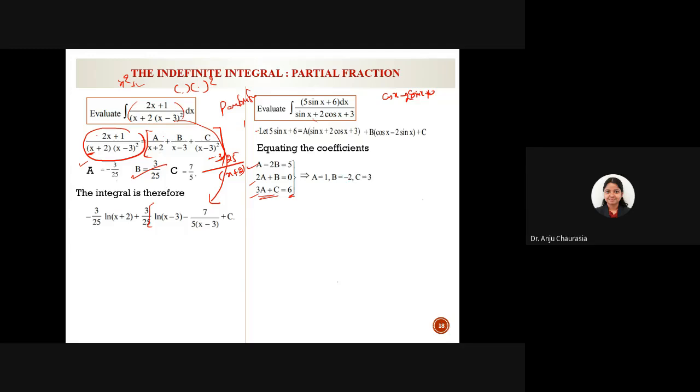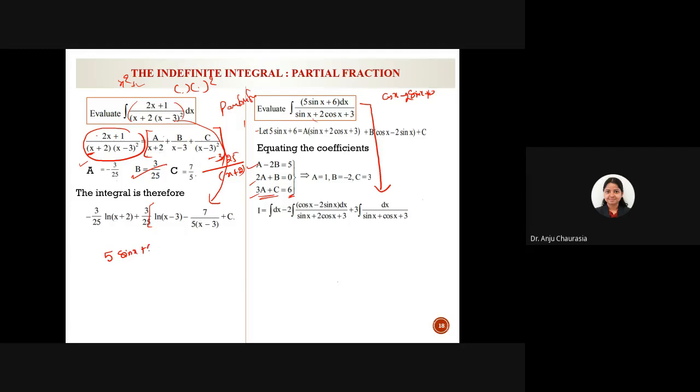Just your calculation is required here to solve, and then put the value of a here as 1, the value of b as minus 2, and c. So this portion will be equivalent to this portion. Okay. So now you see, you are getting a is equal to 1. So 1 by sin x plus 2 cos, sorry, so 1 is here.